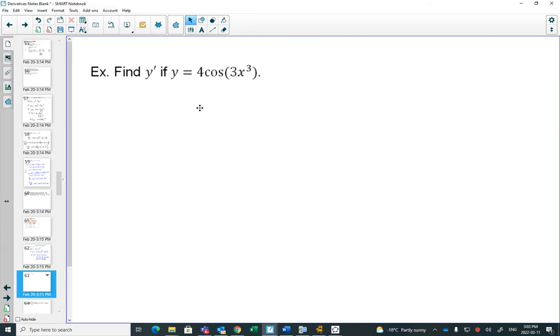We have another chain rule here. But this time, what's inside is the 3x cubed is inside the cos. Can you see the inside function? And one inside the other. Do we have to do a product rule because we have a 4? No. We only do a product rule when we have variables in the products. The 4 is just a coefficient. It's going to stay a coefficient and not affect things.